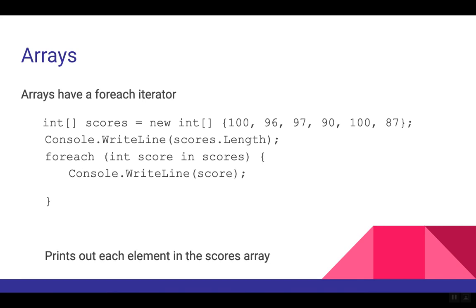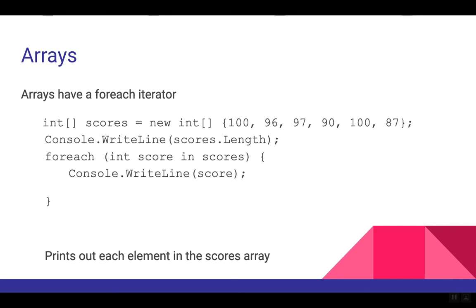There's also a special kind of for loop for arrays called a for each. This is just shorthand for a for loop. So here, when I say for each integer score in scores, what this does is it just runs a for loop. There's no counter in this case. It runs the for loop and it just uses the value of score, which will be scores at 0, scores at 1, scores at 2, scores at 3 for each iteration of the loop.